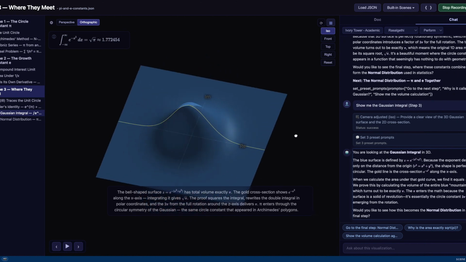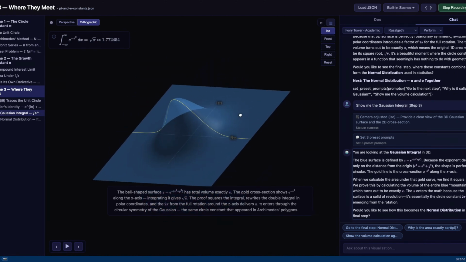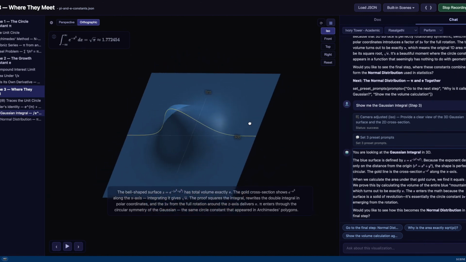The azure surface is defined by z equals e to the power of minus, open parenthesis, x squared plus y squared, close parenthesis. Because the exponent depends solely on the distance from the origin, where r squared equals x squared plus y squared, the shape assumes perfect circularity.